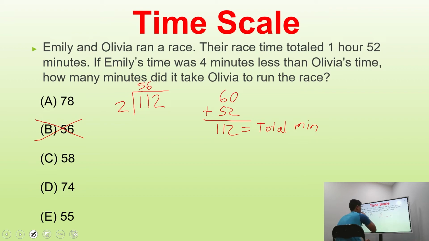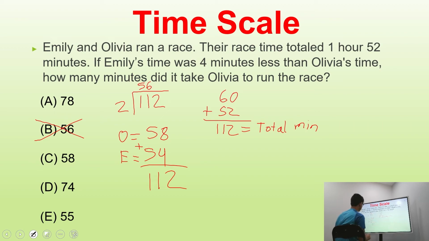If it's 58, then Emily's should be 4 minutes less. So 58 minus 4, we get 54. So Emily's time would equal 54, and Olivia's time would equal 58. If we add those together, that equals 112. So from there we can see that C is the valid answer. We could have taken each single one of them and tried each one, but I just took C and apparently it did work.